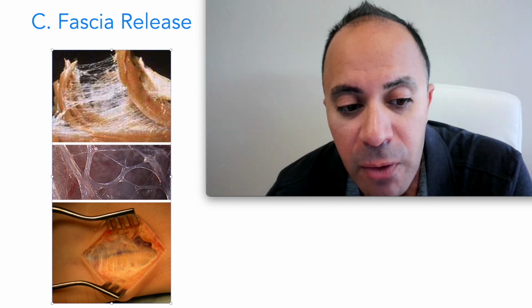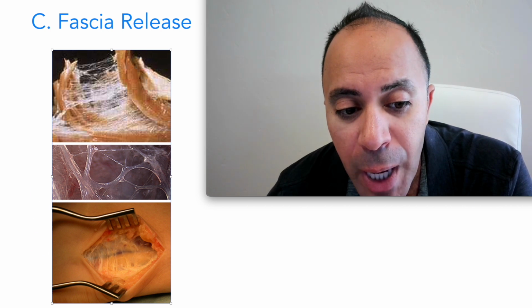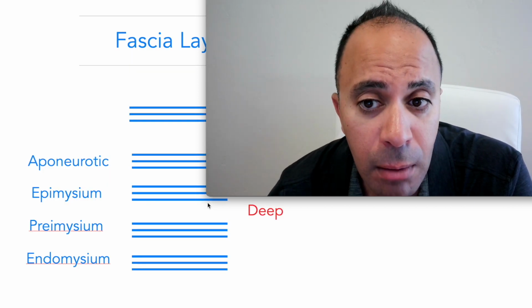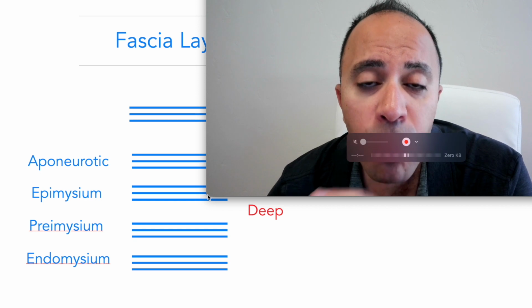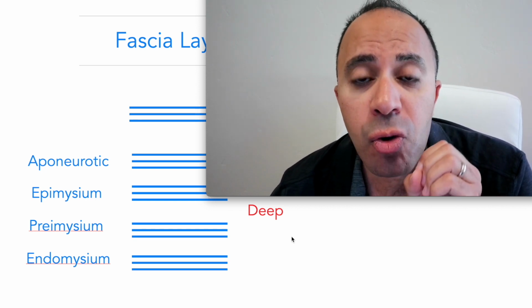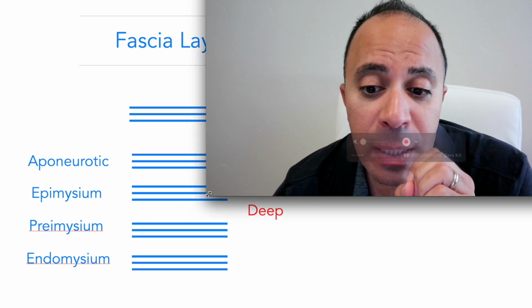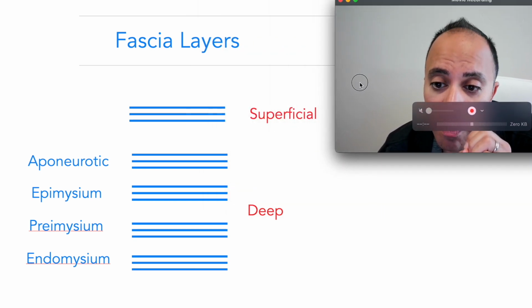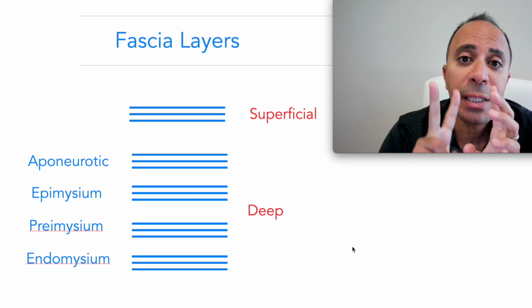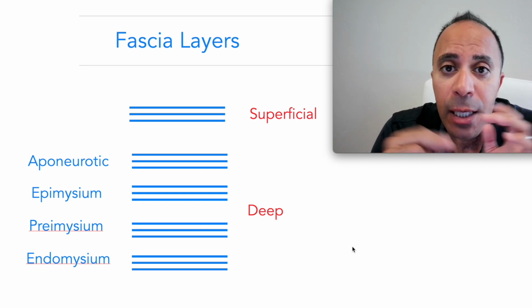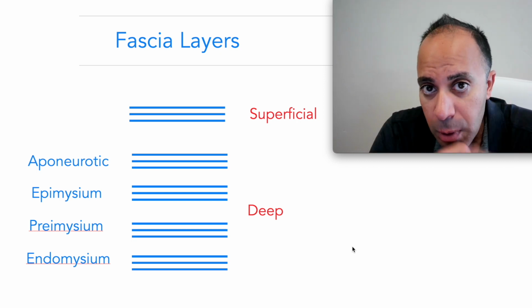It looks very complicated, but don't worry, the treatment is extremely simple. But I want you to understand how complex the fascia system is, so you appreciate the treatment and the significant effect of the treatment on the body. So the fascia system is divided into 2 categories: superficial layer and deep layer.